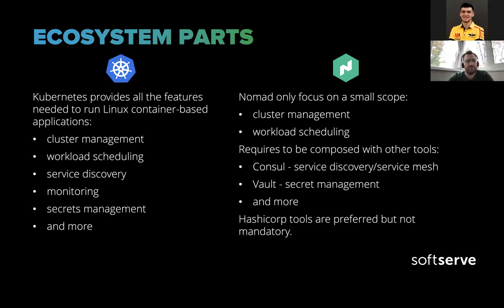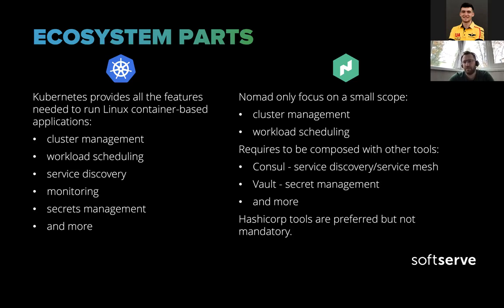As you can see, Kubernetes on the left side is boring. Nomad on the right side is boring too, but what is really important? You need Consul, you need Vault to get service discovery, service mesh, and secret management as well. So all this stuff cannot be achieved by Nomad only. If someone tells you that he can use Nomad and not use Kubernetes because Nomad can do the same, it's not really true.